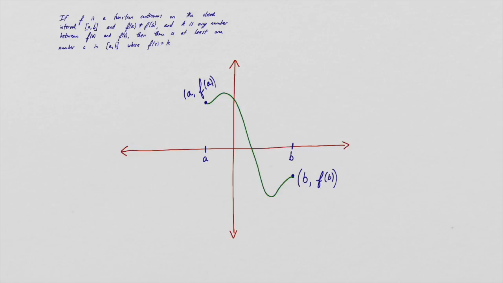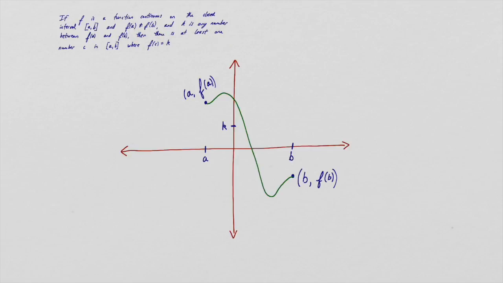And what we're told here is that k is a number between f of a and f of b. So k is going to be a y value that is between the y coordinate here and the y coordinate here. So let's just pick an arbitrary one. We'll call this height right here from the origin up. This is k. And this is telling us we have all this set up.